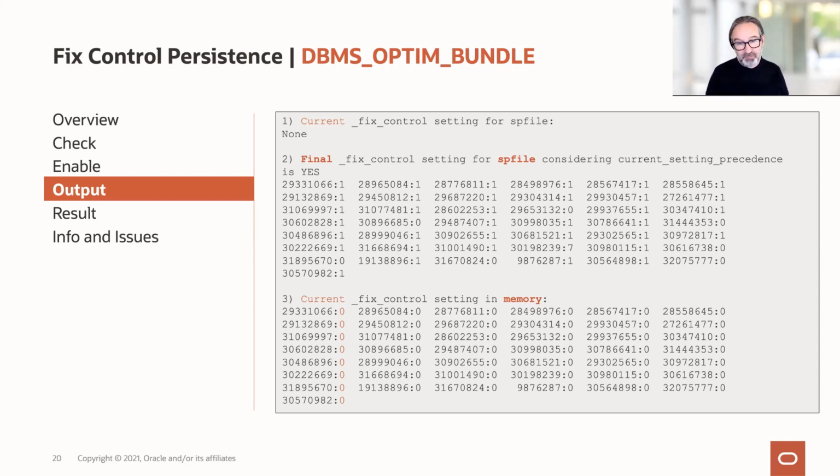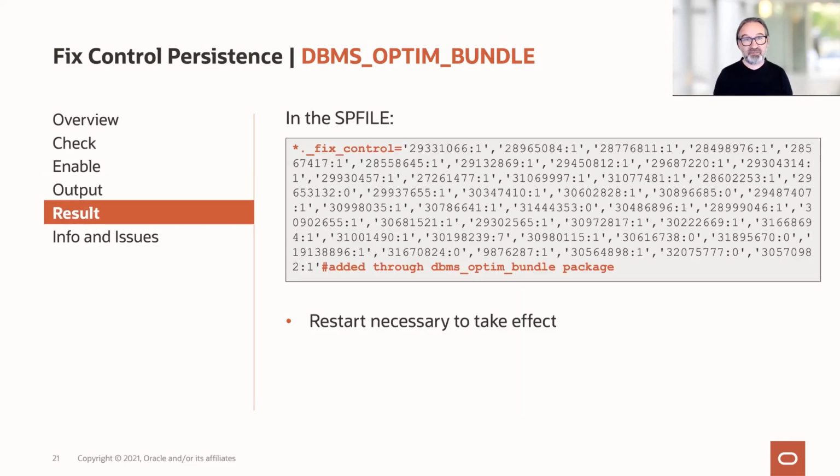In memory, below the third section, you see it's always 0 because nothing gets changed now in memory in my database right now. This is important to mention because we need a restart to take this effect here. And this is what we'll do now. We will have this incredibly long and very hard to read fix control setting in the SPFILE after we used it, at least with a comment.